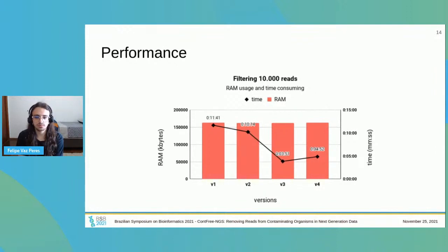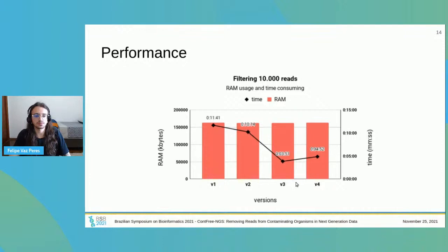Here you can see the comparison of versions 1, 2, 3, and 4. That is the runtime and resource usage to filter 10,000 reads. As you can see, in version 1 and version 2, it takes 11 minutes to filter 10,000 reads, and in versions 3 and 4, we have only 4 and 3 minutes.